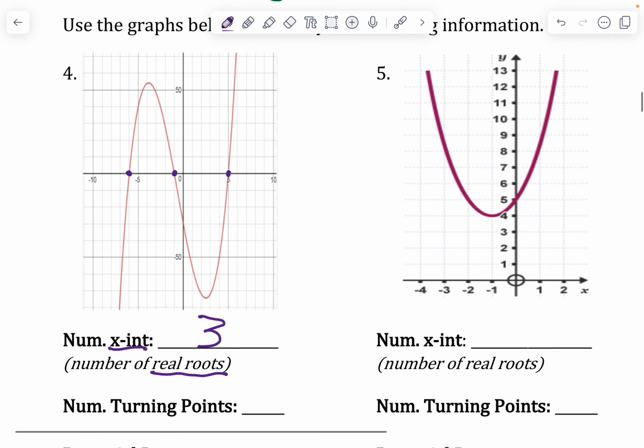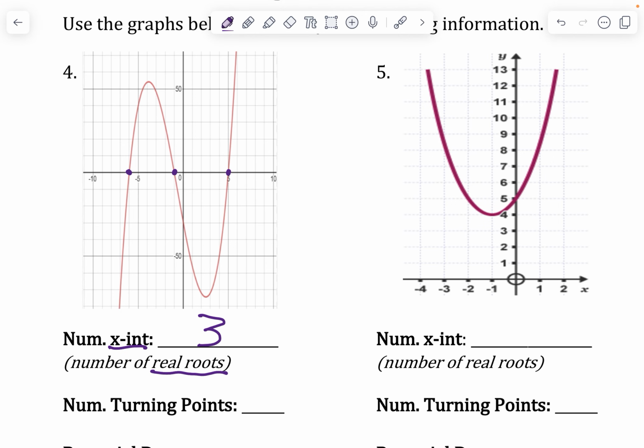Now, turning points is another thing you can identify from your graph, all right? Where does this graph turn? This turns, look, it shoots up and then changes direction right there. There's one turning point, and then shoots back down and changes direction right there. There's a second one, 2 turning points.